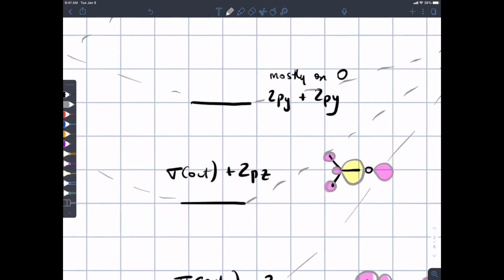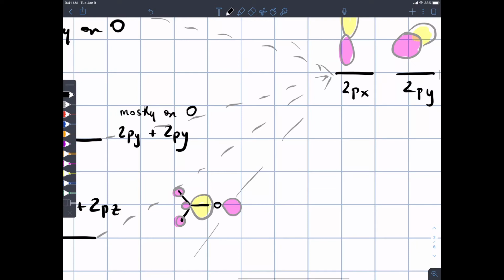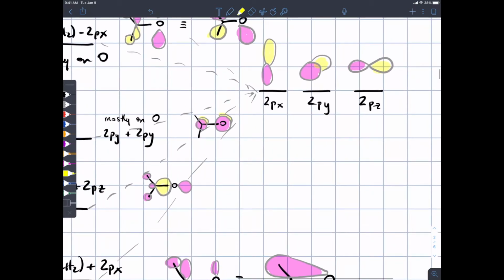All right, let's draw what that 2py plus 2py combination would look like, mostly on oxygen. So that will look like this with a larger lobe on the oxygen. There would be in-phase overlap above the plane of the page and below the plane of the page. We would call this the carbon-oxygen pi orbital, or carbon-oxygen pi bond previously.